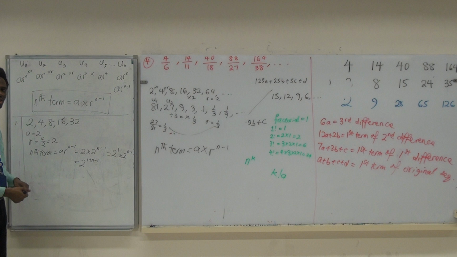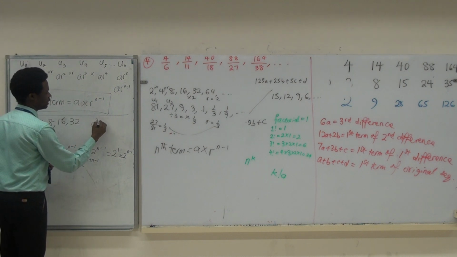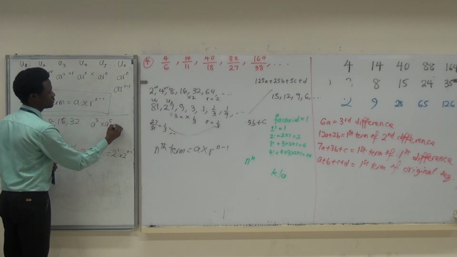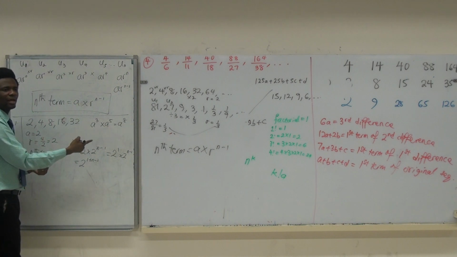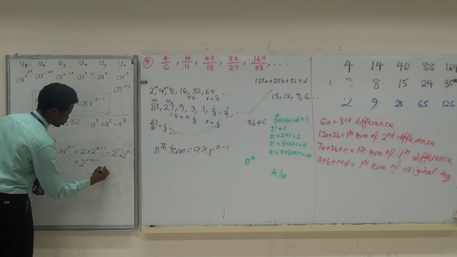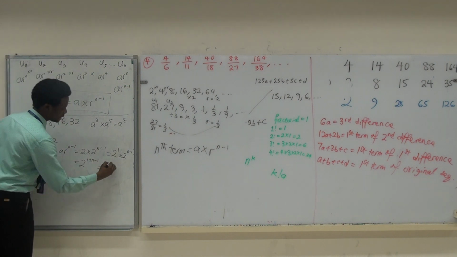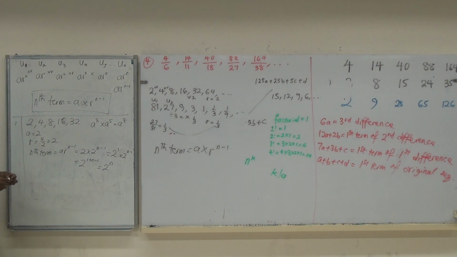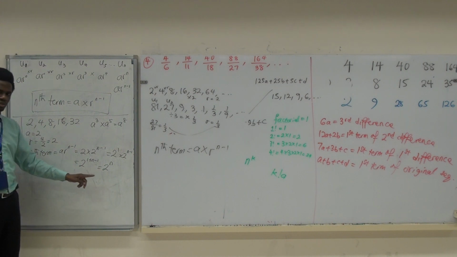What is a to the power 3 times a to the power 5? A to the power 8. How did you get the 8? 3 plus 5. That's what she's talking about. Alright? So this will be 2 to the power what now? n. Now let's see if this works.